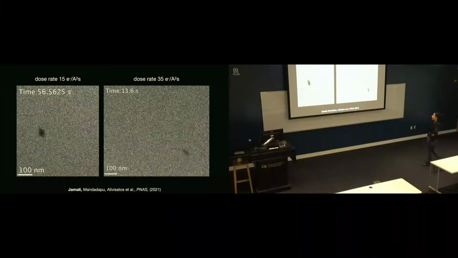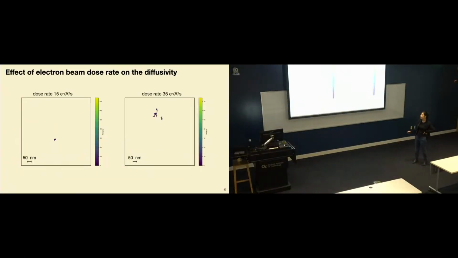Now, if I analyze these trajectories and show you the spatiotemporal trajectories of these particles in the same time frame and scaled to the same size, you will see that the diffusivity of the particle increases from left to right as the dose rate goes from 15 to 35. So the diffusivity for sure increases, and that's about how many nanometers it travels during that time.